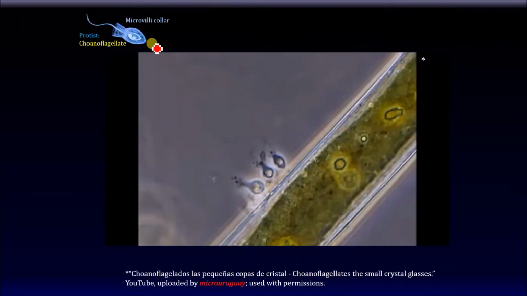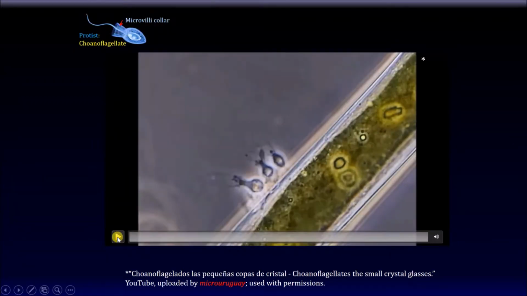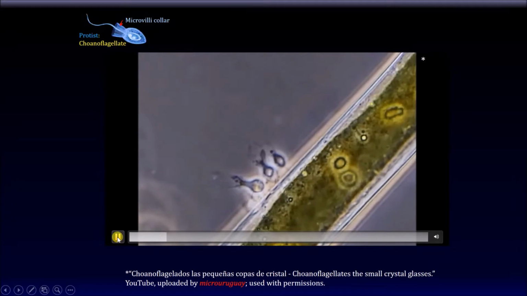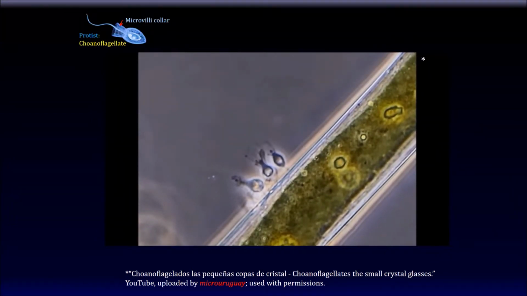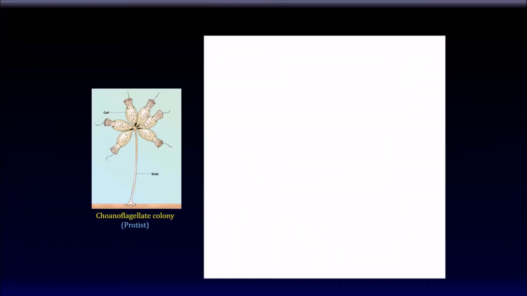So here's that special protist, the choanoflagellate, and it has this fancy microvilli collar like this. Now this over here is a light microscope image of choanoflagellates. 3 of them, I think. Thus, as I suggested, this unique protist, the choanoflagellate, is able to form colonies like you see before you over here.